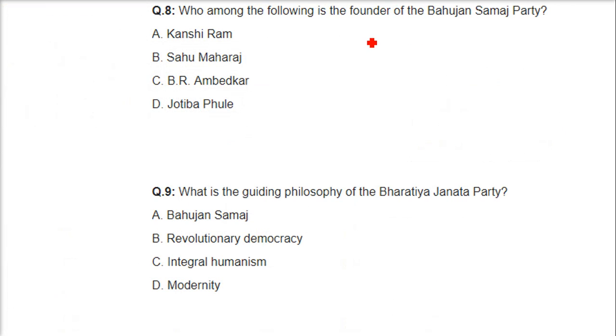Who among the following is the founder of Bahujan Samaj Party? Kanshiram. And Mayawati is the present supremo of the party. What is the guiding philosophy of Bharatiya Janata Party? Well, the basic idea of Bharatiya Janata Party is nationalism, cultural nationalism and Hindutva. Because all these options don't match with it, we'll stick with modernity.